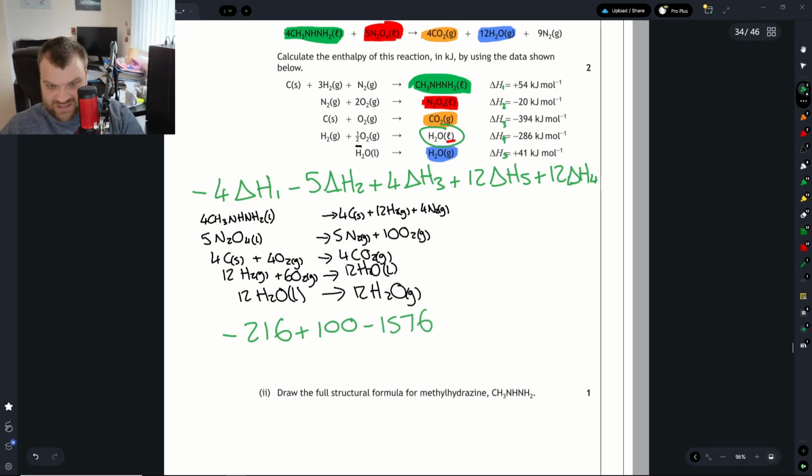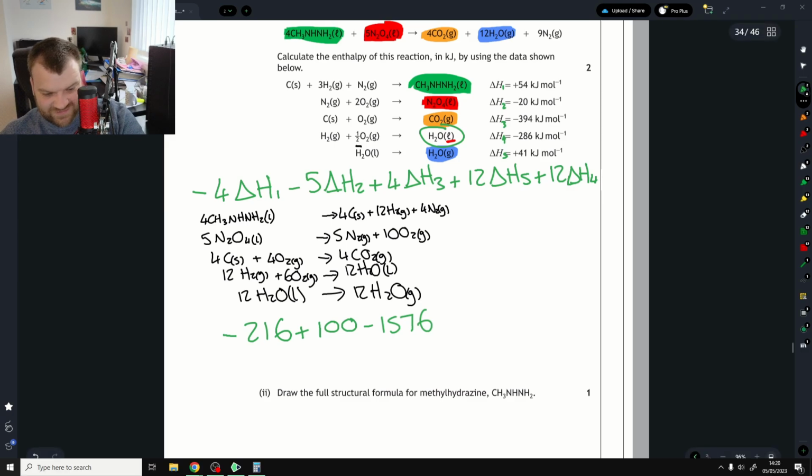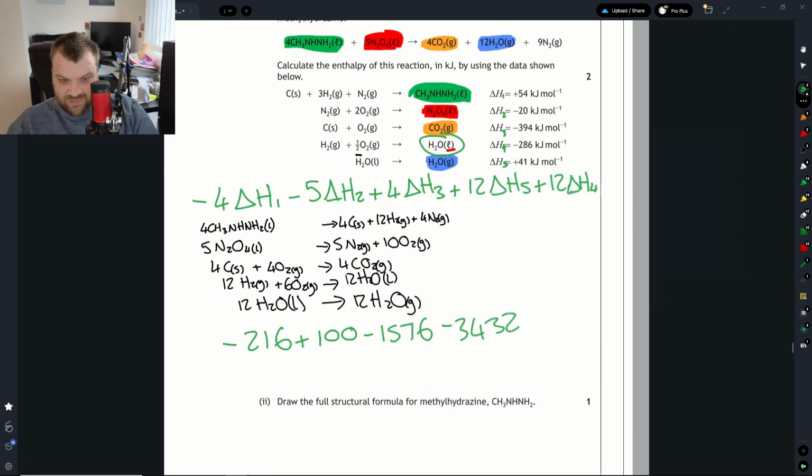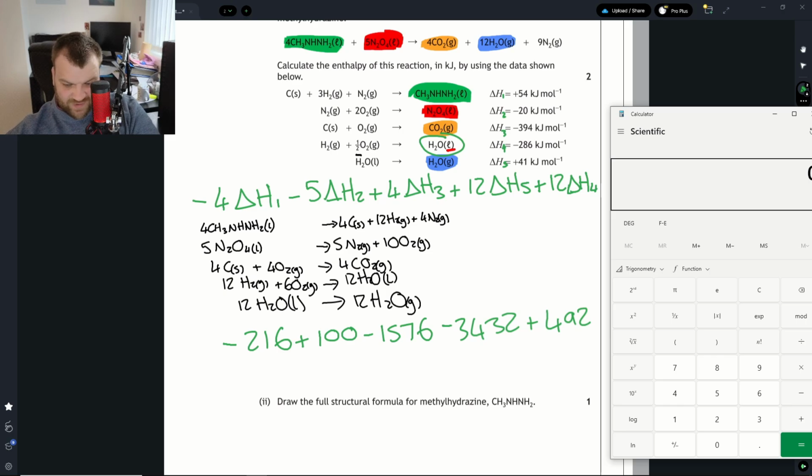1576. Next, we've got 12 times the negative 286. That gives us negative 3432. And then we've also got plus 12 times 41. And that gives you 492. And then that just leaves us to put them all together.